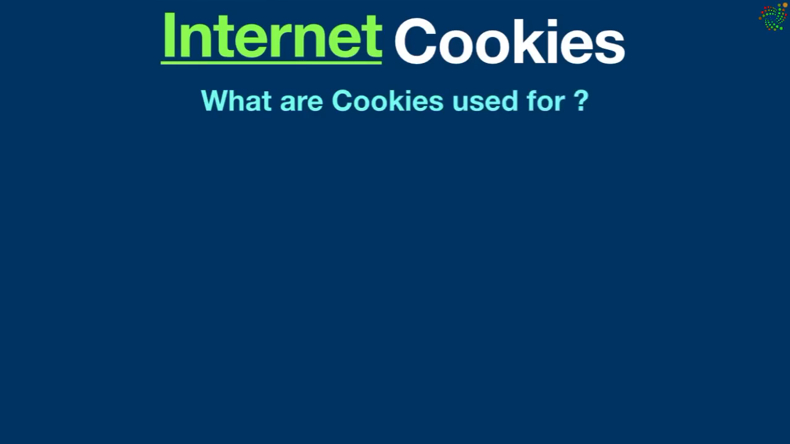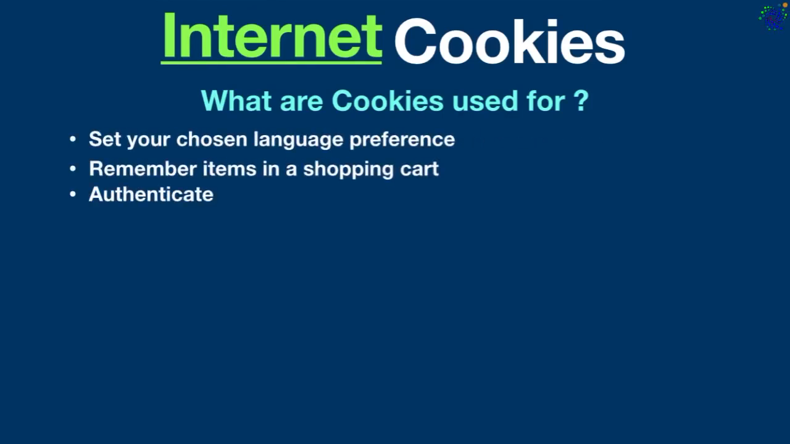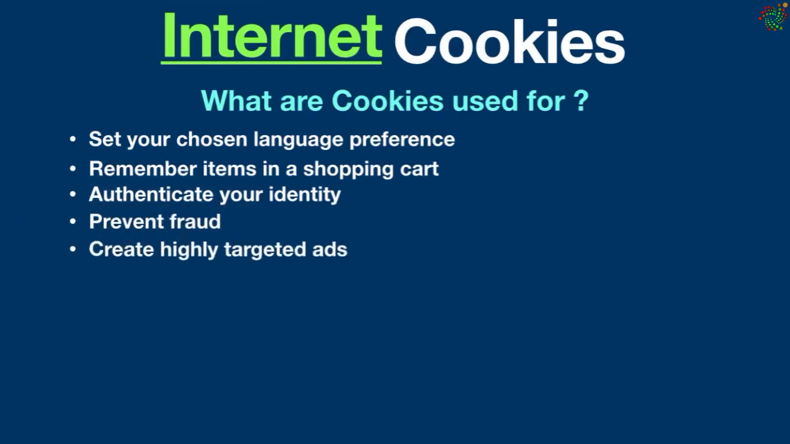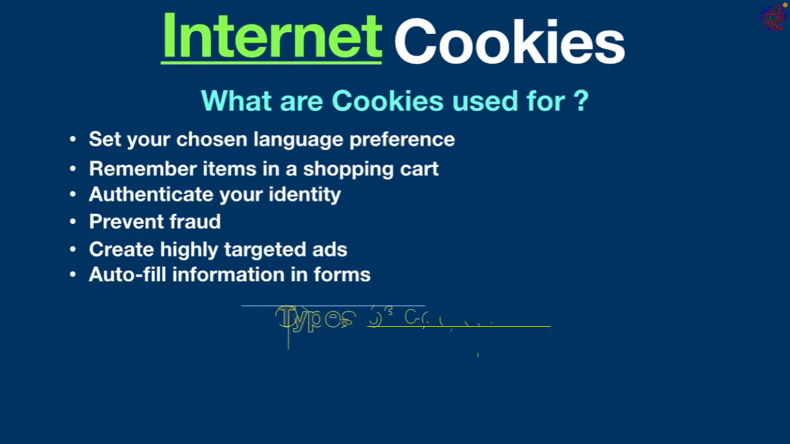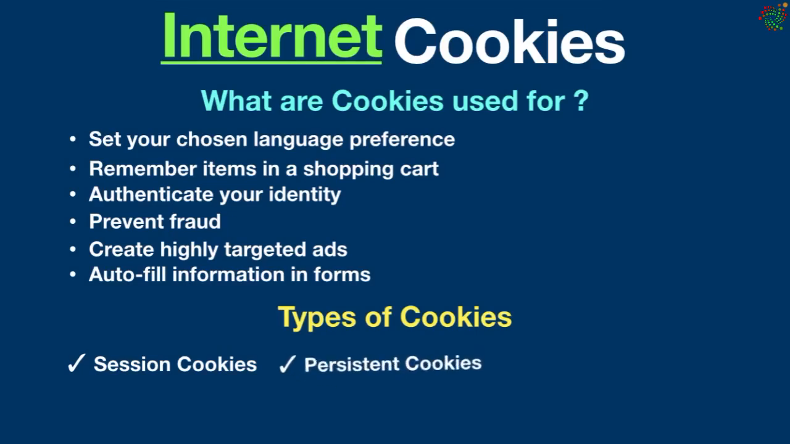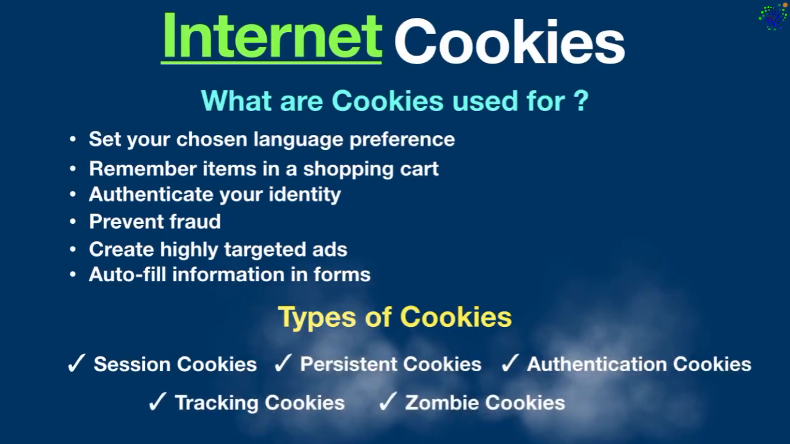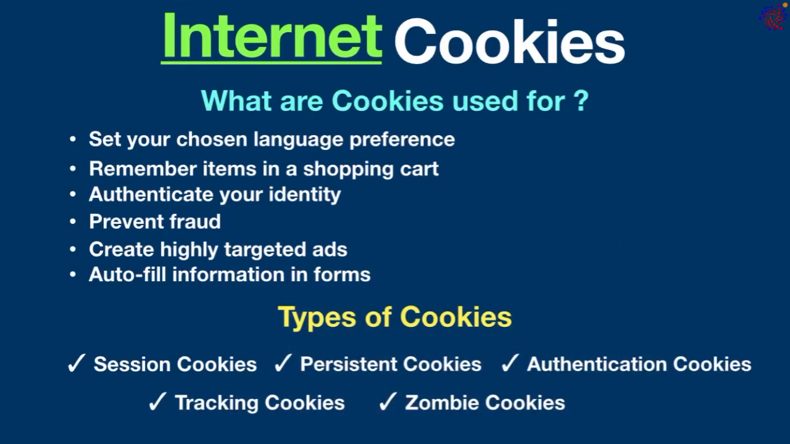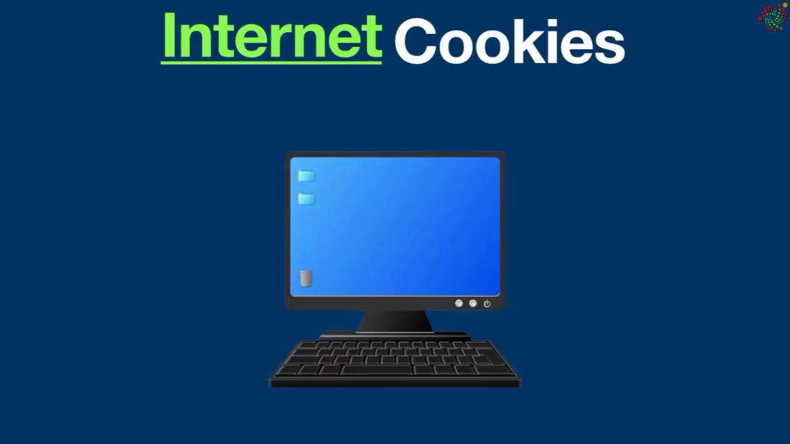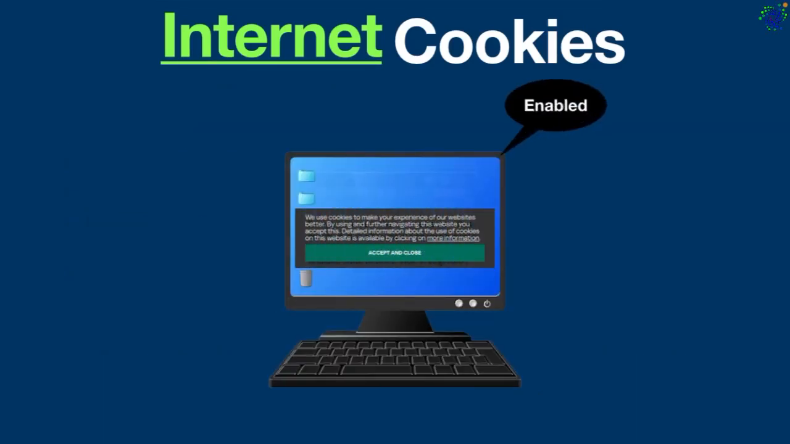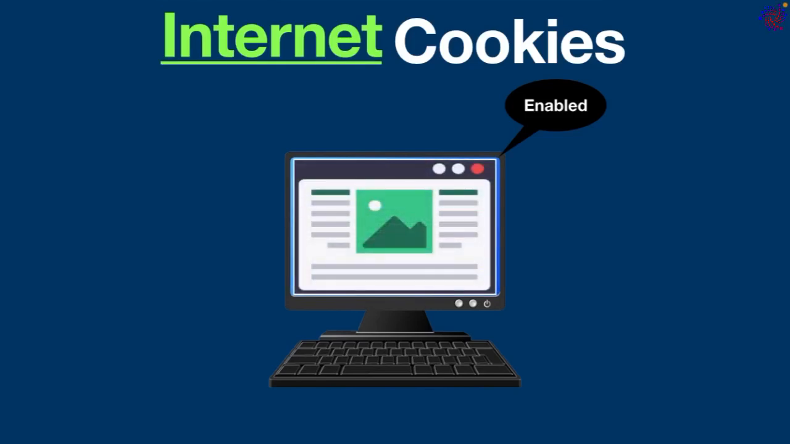What are cookies used for? When you visit a website, cookies can be used for various reasons. For example, set your chosen language preferences, remember items in a shopping cart, authenticate your identity, prevent fraud, create highly targeted ads, autofill information in forms, and so on. Some of the most important types of cookies include session cookies, persistent cookies, authentication cookies, tracking cookies, zombie cookies, and a few more. Coming to an end, if you enable and allow cookies, it can streamline your web surfing experience.